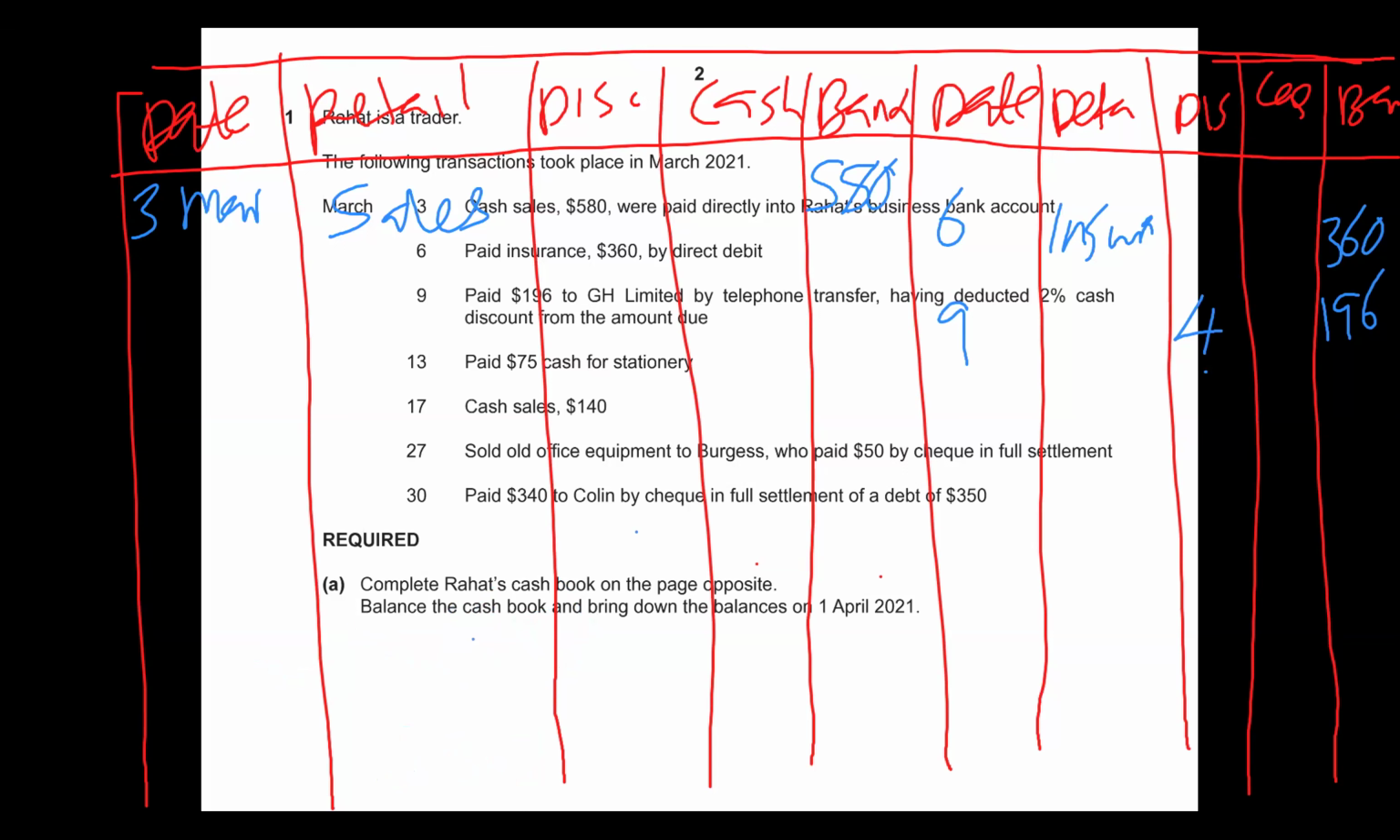All right, 13. We paid 75 cash for stationery. On the 13, we are paying, right? For stationery, and we are paying cash 75. You write in the cash column. On the 17th, we have cash sales of 140. So we have received cash 140. What shall be the details? Sales. Are you okay? Yes, following.